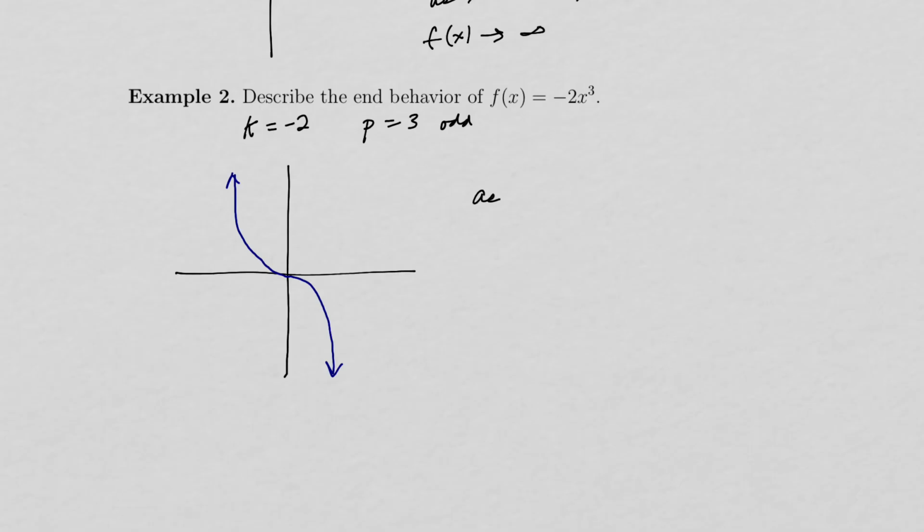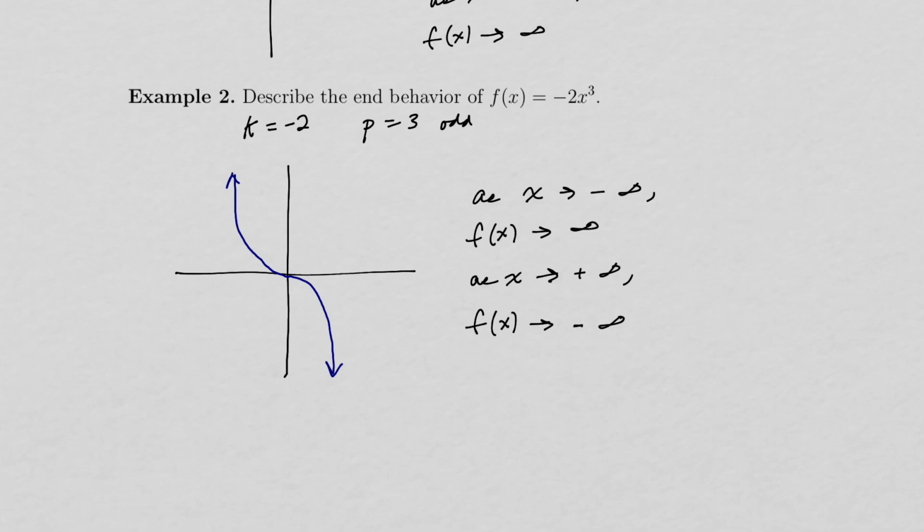Okay, and now we can answer the question, right? As x goes to negative infinity, the function goes to positive infinity. As x goes to positive infinity, the function goes to negative infinity. Right? That's the end behavior, or the long-range behavior.